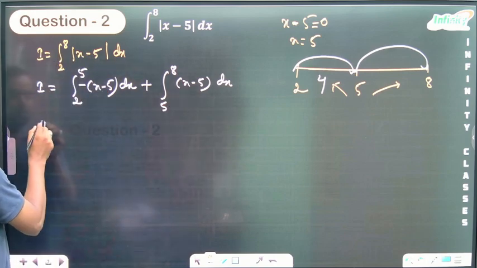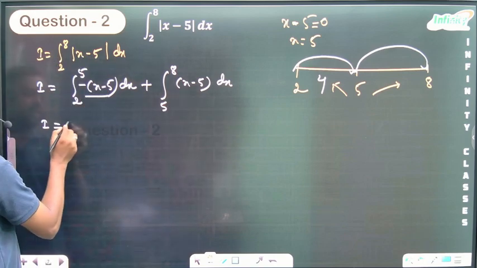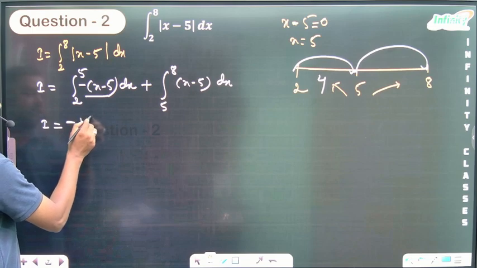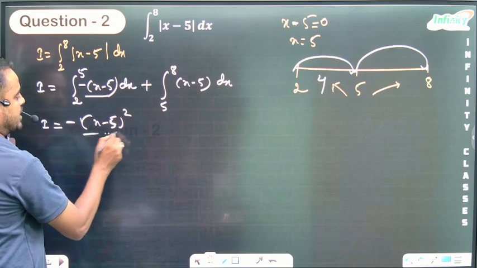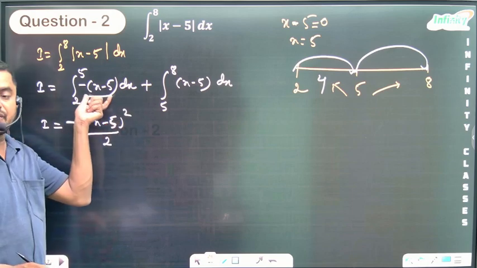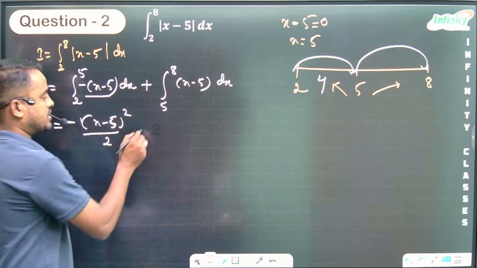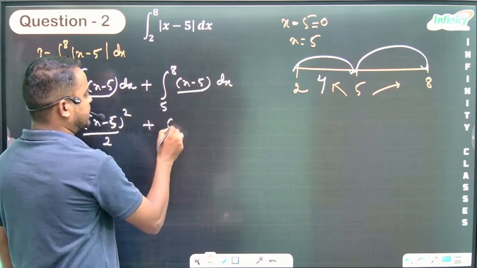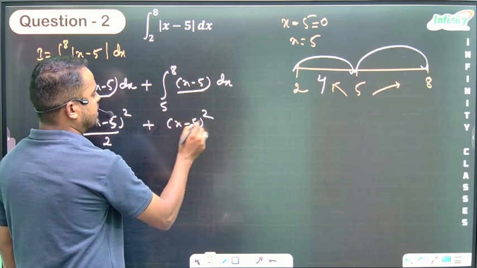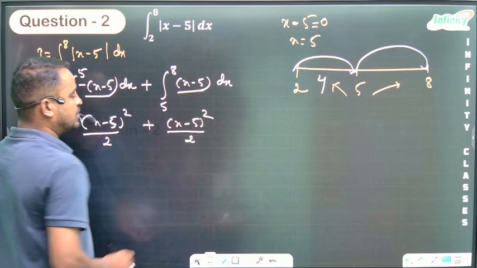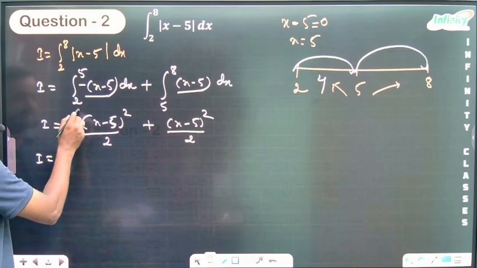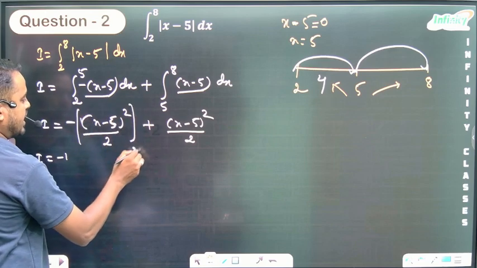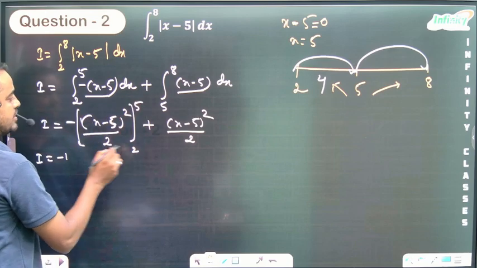Now I is equal to integration of x. This minus sign as it is. X minus 5 whole square divided by 2. Again, integration of x is x square by 2, plus integration of x minus 5 is x minus 5 whole square divided by 2. Now take minus 1 between the limits 2 to 5. After integration, write the limits.